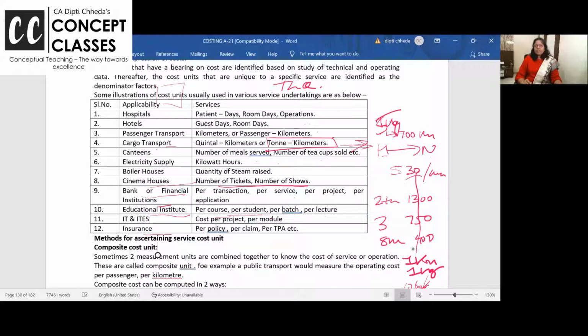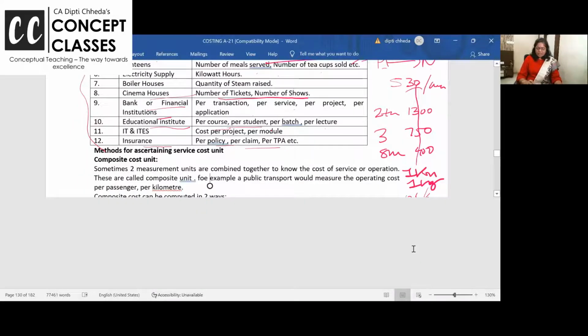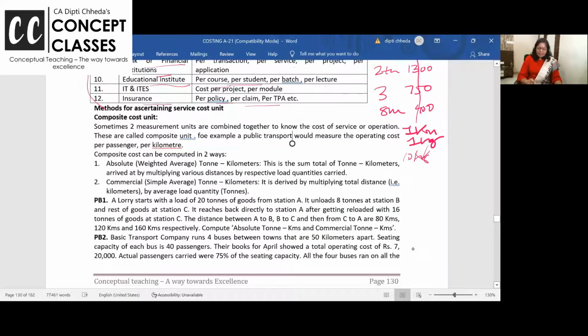Insurance companies, how do they charge? Per policy, per claim, and so on. So will you be able to answer this kind of question in the exam if they give you the service? Now, to determine the denominator, especially for kilometers, you can take absolute ton kilometers or commercial ton kilometers.